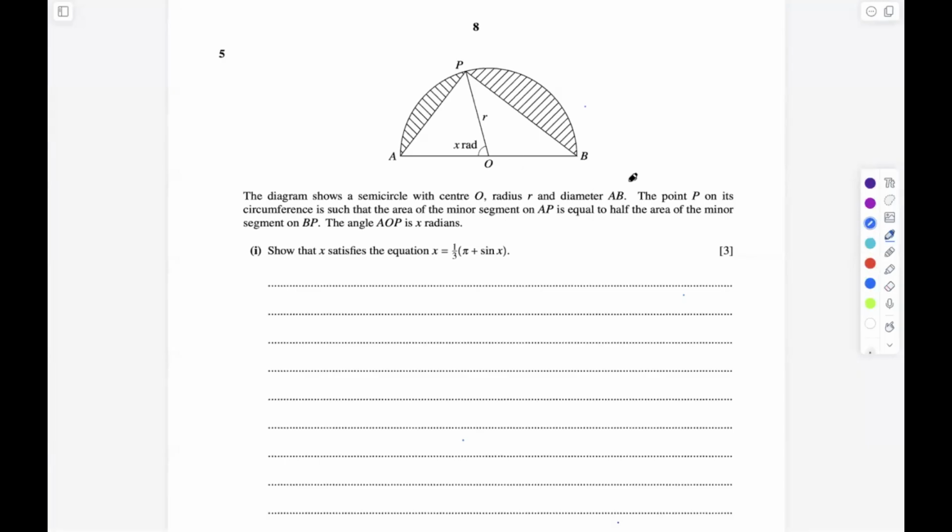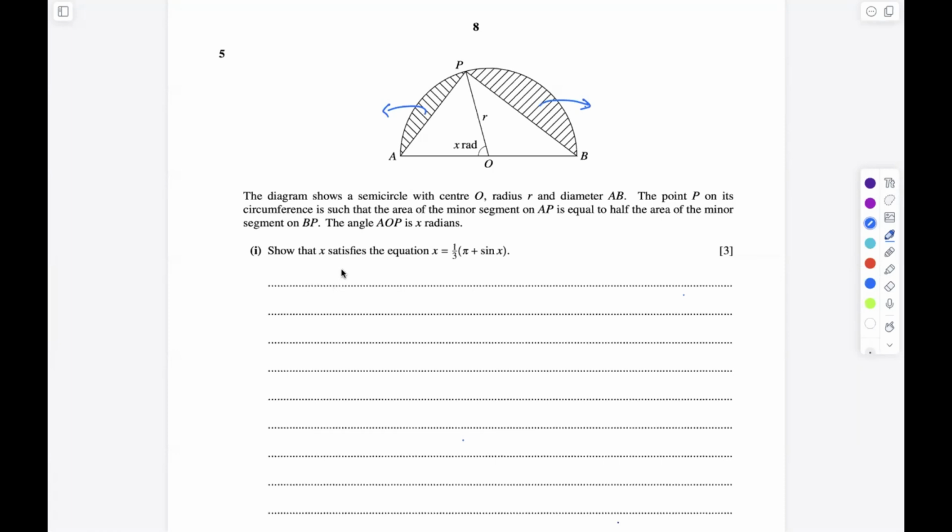In question 5, we have a semicircle with center O, radius R, and diameter AB. The point P on the circumference is such that the area of the minor segment on AP is equal to half the area of the minor segment on BP. It means that this area is basically half the area of this given area. So the angle AOP is x radians. We have to show that x satisfies the equation x equals 1 upon 3 into pi plus sine x.